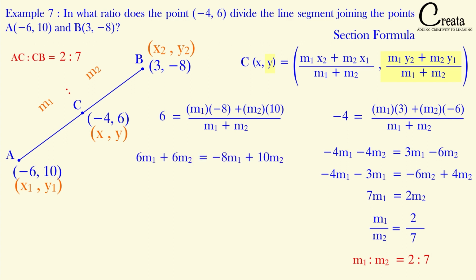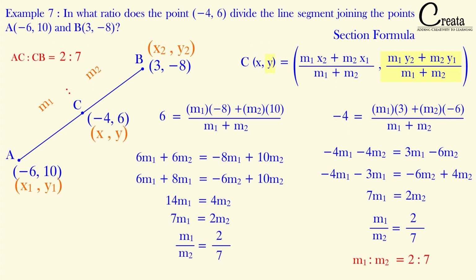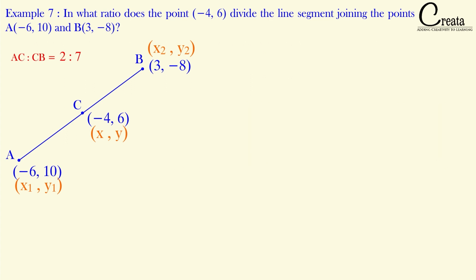Let's solve this equation. We will get the same result. That is, m1 upon m2 is 2 by 7. That is the ratio. So this is the first approach. We can use the section formula and calculate the ratio of m1 upon m2. Let's take the second approach.